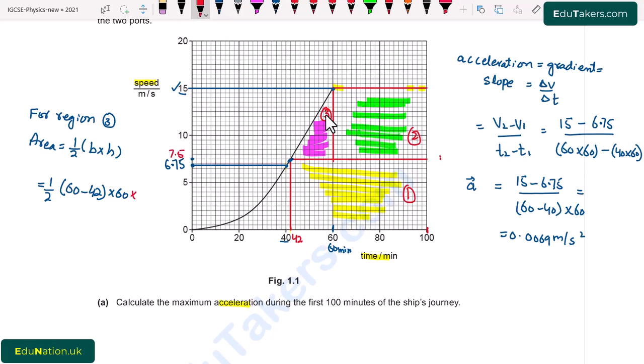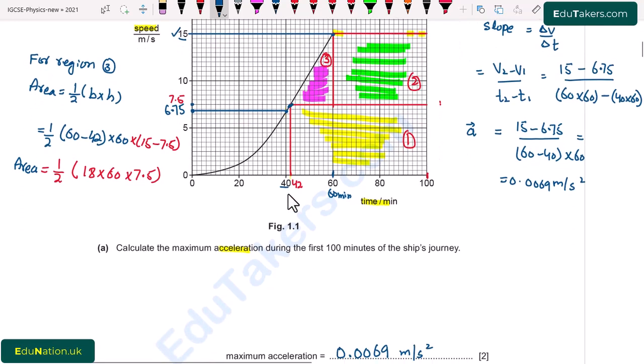So it comes to be 15 minus 7.5, which is the speed, and it becomes 1/2 multiplied by 18 multiplied by 60 multiplied by 7.5. So the area of region 3 comes to be 1/2 multiplied by 18 and 60 and then with 7.5. This is the area of the third region. We also have to calculate the area of the first and second region.